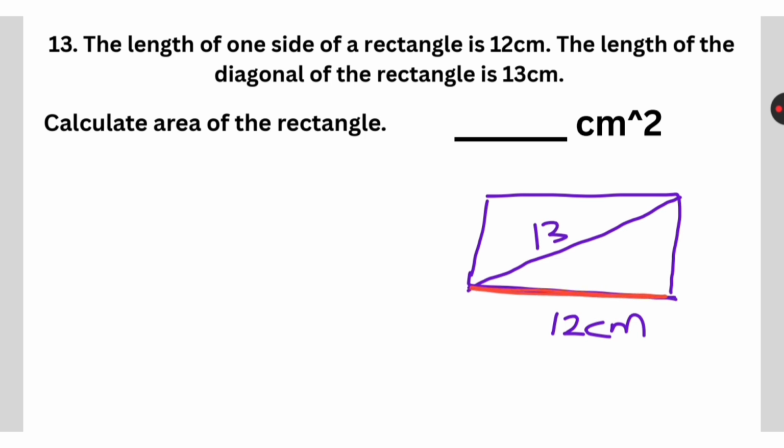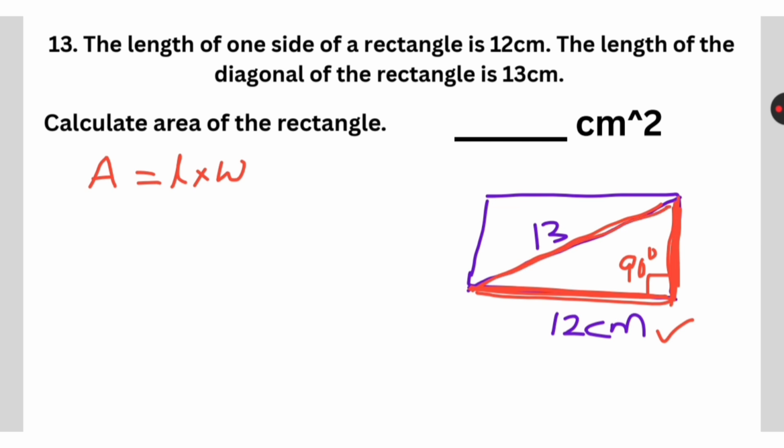We know only one side length. So what is the area of a rectangle formula? Length times width, isn't it? We know only the length and we don't know the width. In a rectangle, all angles are 90 degrees. So that means we formed a right angle triangle here. So using the Pythagorean theorem, first find out the width. Then we can find the area.